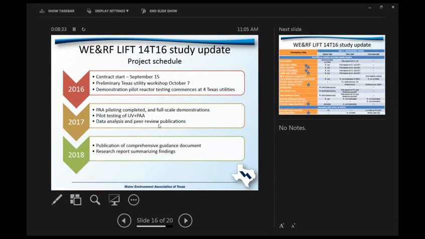The project kicked off last September, and we started with a utility workshop in October hosted by Trinity River Authority, and then moved into our pilot demonstration phase with 4 partners in Texas, and continued this year with some more pilot testing around the country, as well as looking at data of UV with PAA. We're analyzing the data and writing our peer-reviewed publications, and we will have a summary of that research next year, as well as a comprehensive guidance document in partnership with WEF.